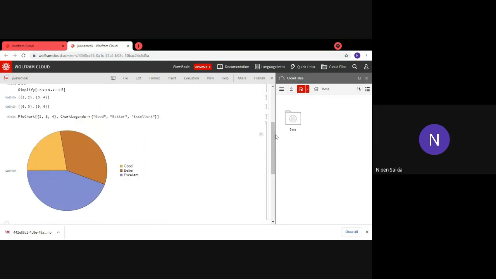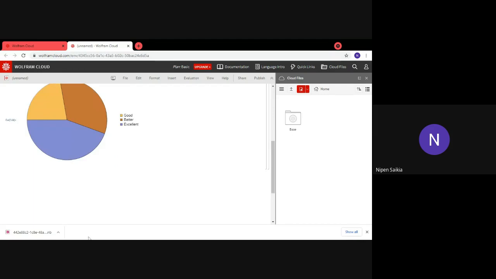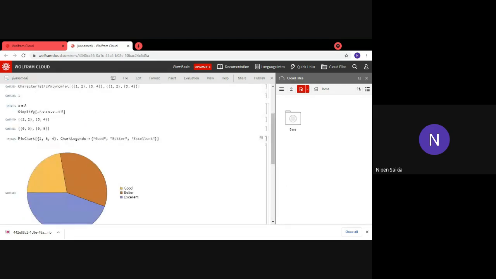Now with this same data, let us try to draw the histogram. So for the histogram, we can write Histogram. So I will copy this one, this part.